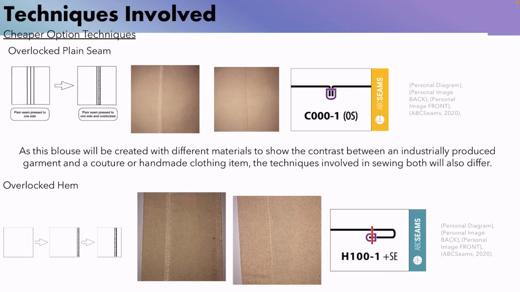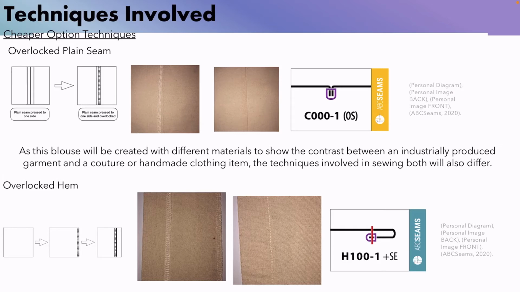As this blouse will be created with different materials to show the contrast between an industrially produced garment and couture or handmade clothing item, the techniques involved in sewing both will also differ. The techniques involved in the production of a mass-produced item need to be quick and easy to make with cost-effective processes. Therefore, many of the seam finishes for this garment option will require an overlocking machine. Such techniques will be the plain overlocked seam and the overlocked hem. To contrast this, the couture option for this blouse will need a French seam in its creation and a narrow turn and turn hem.